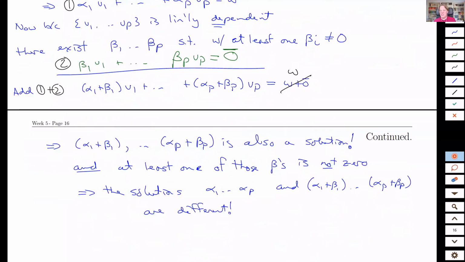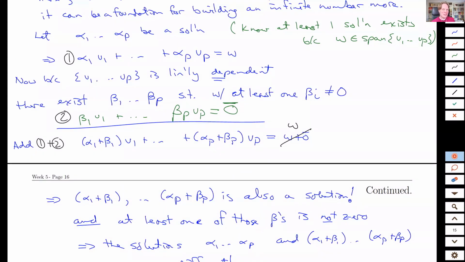All right. Could we have subtracted the equations? Absolutely, because you would have subtracted 0. In fact, you could get a totally new set of answers there if you wanted. So you could subtract the equations and get alpha 1 minus beta 1, alpha P minus beta P, and that would give you a third solution. But I'm going to take a shortcut and give us an infinite number of solutions with one little trick.